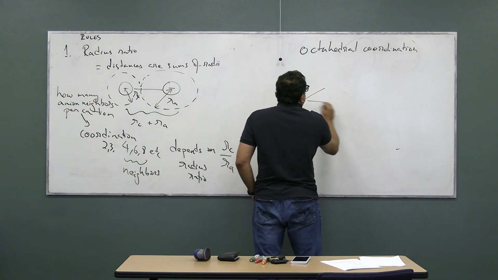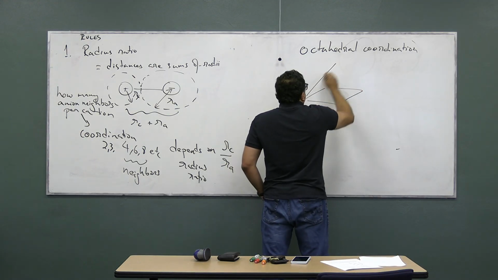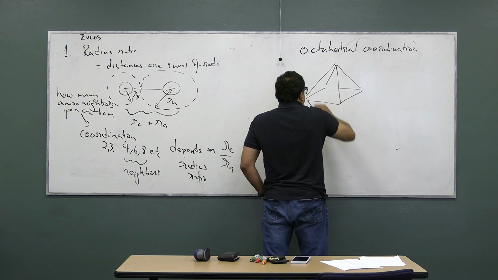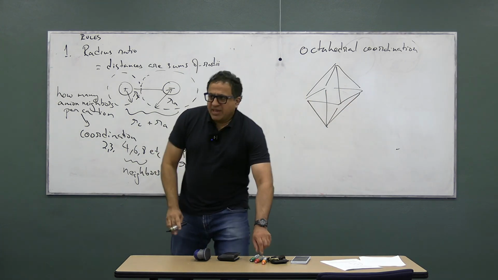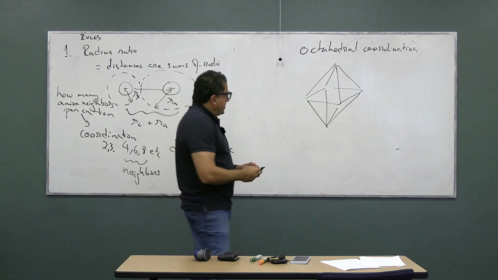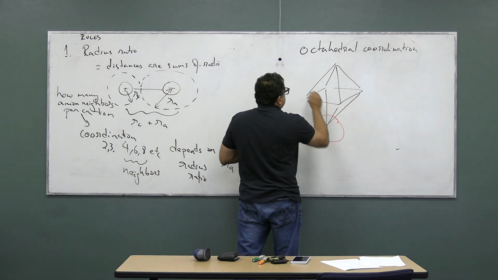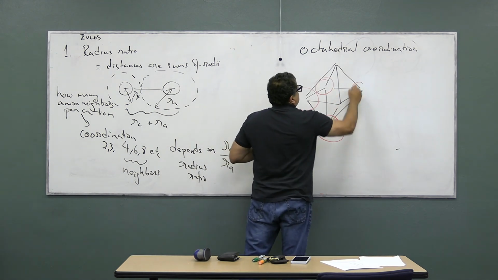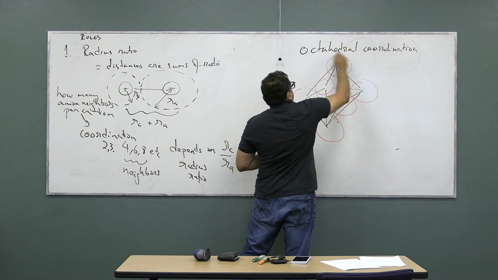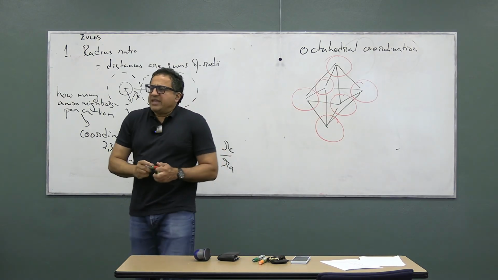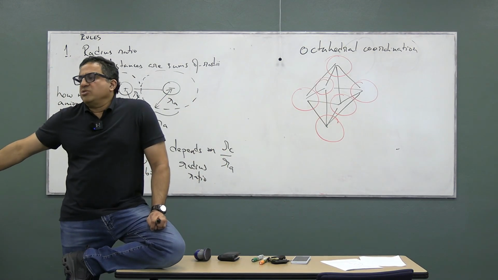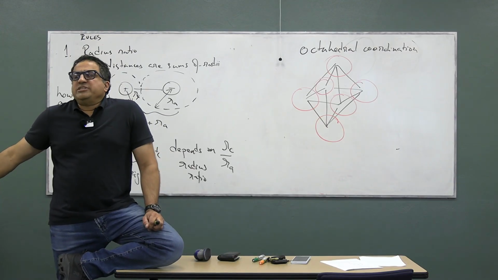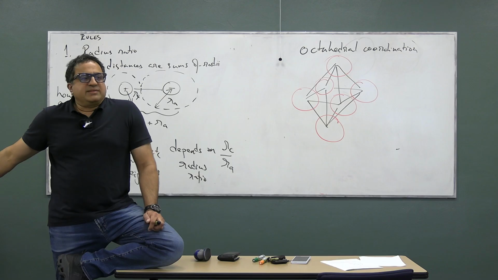So an octahedron looks like this, right? That's an octahedron, yes? And you have a cation that's in the middle of all these anions. And remember, anions are larger than cations. Are anions larger than cations? Yes or no? Which is larger? Chlorine minus, Cl minus, or sodium plus?